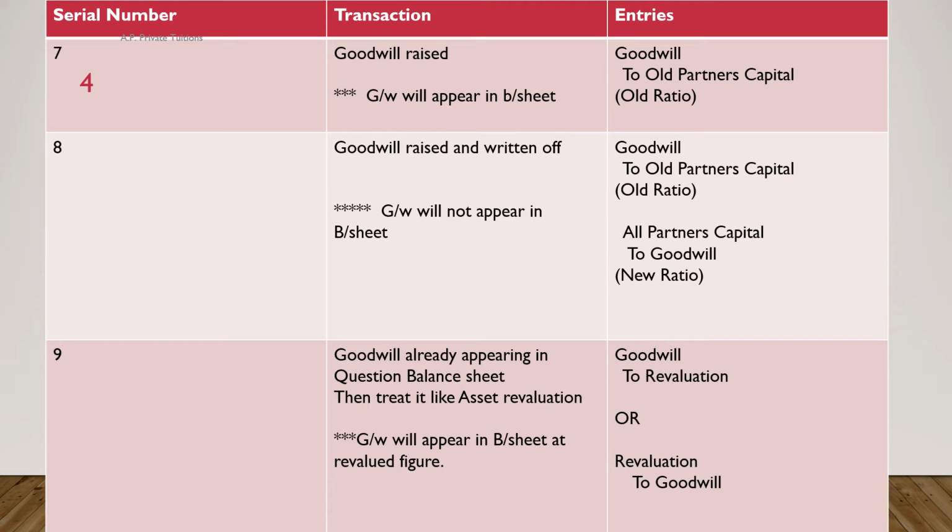And if the value of goodwill in the balance sheet is, say, 10,000 and in the adjustment it is 8,000, that means the value is reducing. So if the value of goodwill is reducing, it is a loss. In that case, I will say revaluation account debit to goodwill. See the asterisk mark: goodwill will appear in the balance sheet at the revalued figure. And in some cases, they say in the sum there is private settlement of goodwill. If private settlement of goodwill is made, remember, there is no entry.